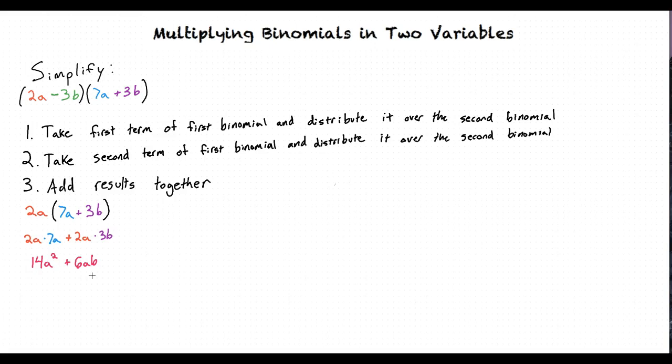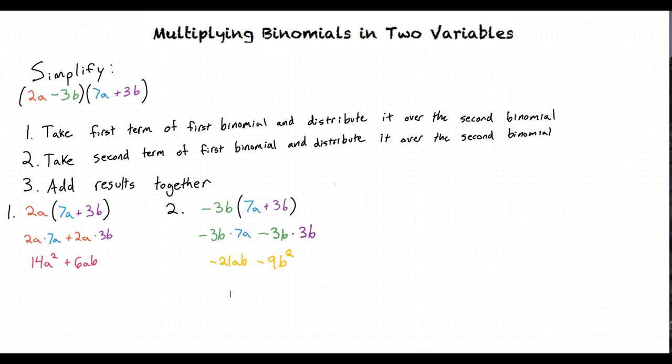Time to do the next step, which is taking the second term of the first binomial and distributing it over the second binomial. Here the second term of the first binomial is negative 3b, and the second binomial is again 7a plus 3b. And so we get negative 3b distributed over 7a plus 3b. If we simplify this, we get negative 3b times 7a minus 3b times 3b. This simplifies down to negative 21ab minus 9b squared.